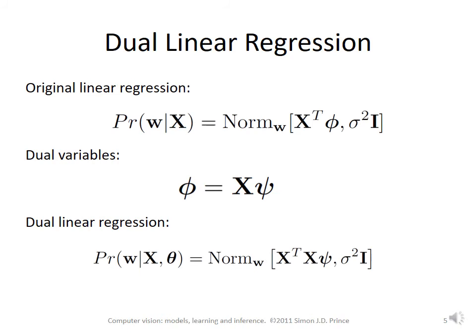Now that we've established that we can rewrite our phi vector in terms of a weight on our data points, weighted by vector psi, we can go back to our original linear regression model and substitute it in wherever we see phi. And so that gives us our new dual linear regression model where the mean is x transpose x psi. It doesn't affect the covariance, it just affects our mean.